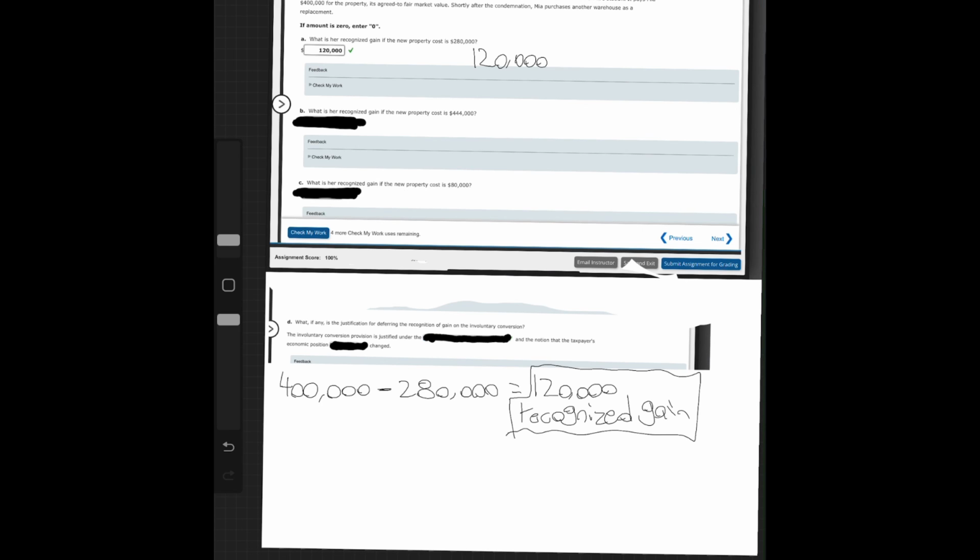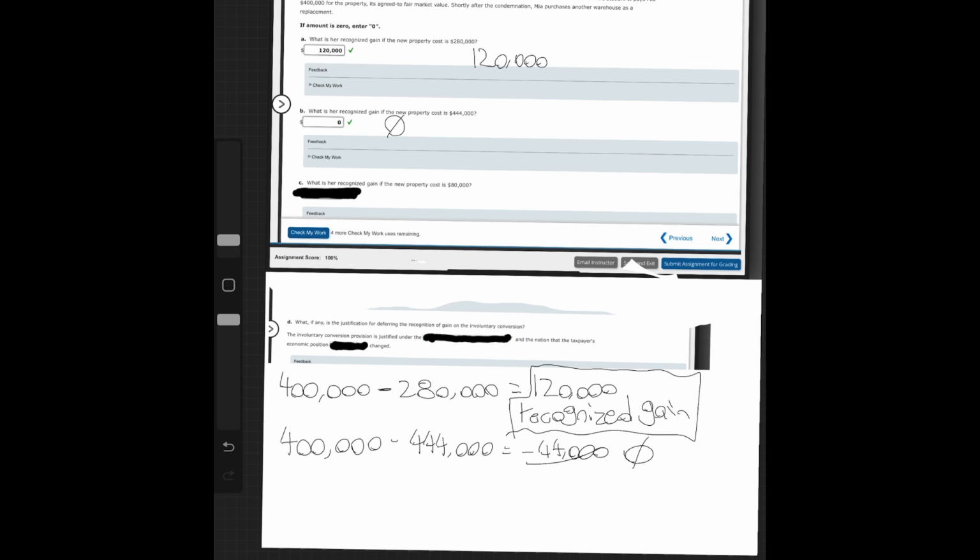What is her recognized gain if the property cost is now 444,000? Okay. So we just do the same thing we just did. Well, it's going to equal negative 44,000. But we're just going to say 0. It's technically negative in the negatives, but we're going to say it's 0 because there is no gain, basically. That's what I'm trying to say.